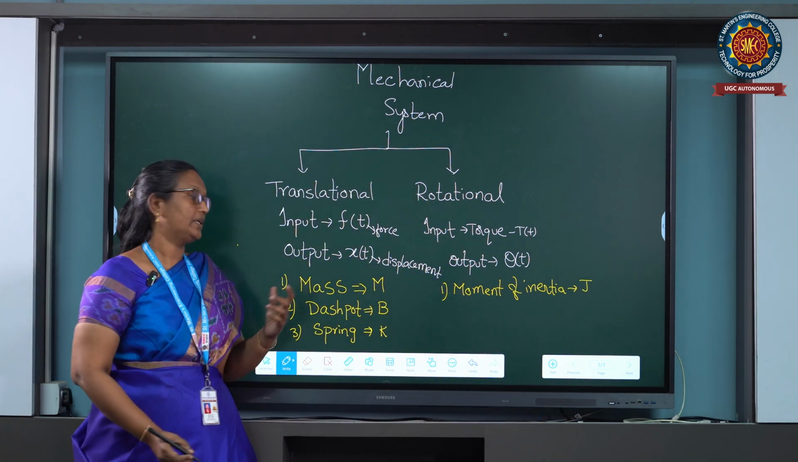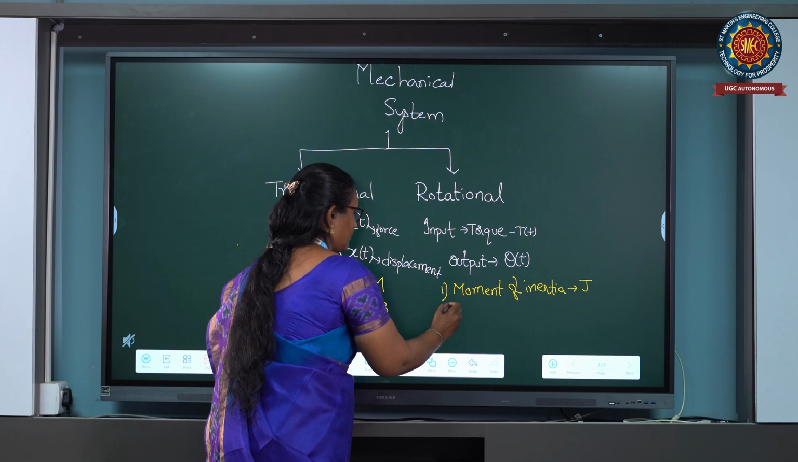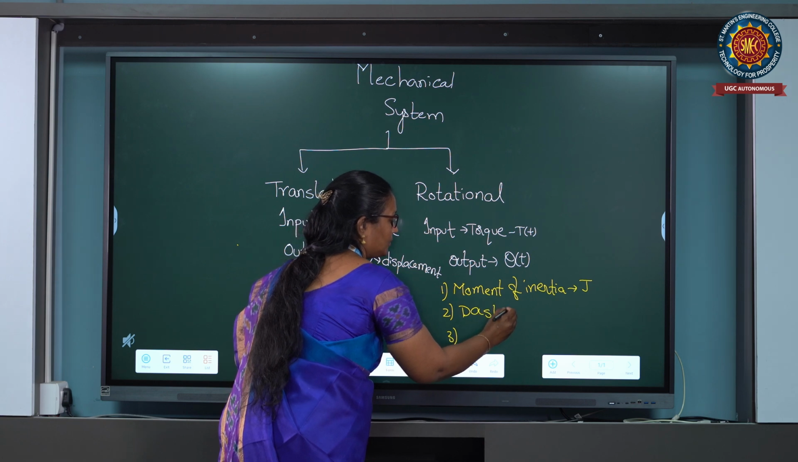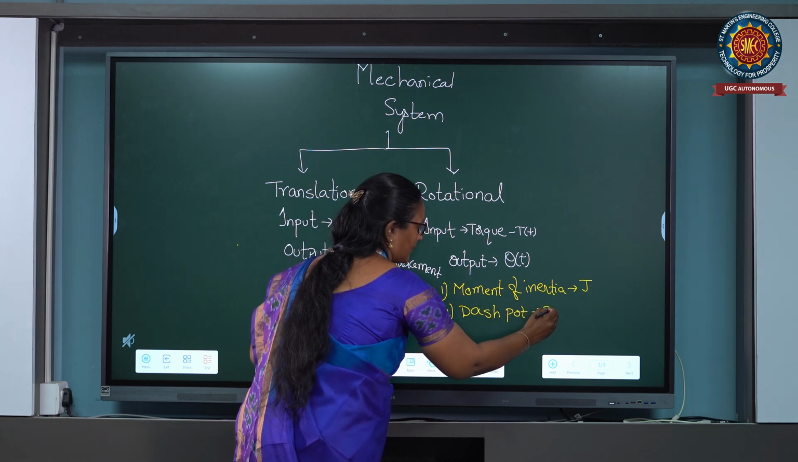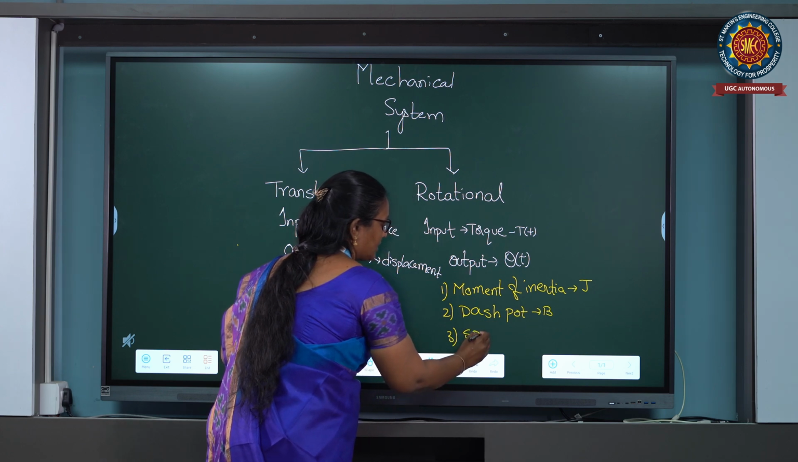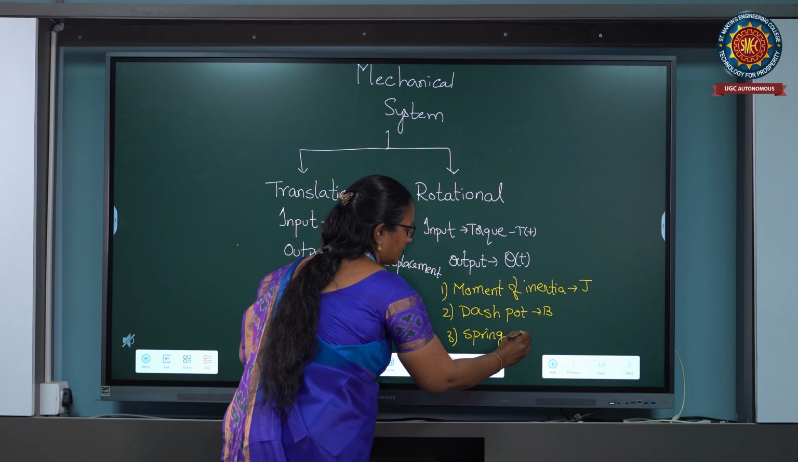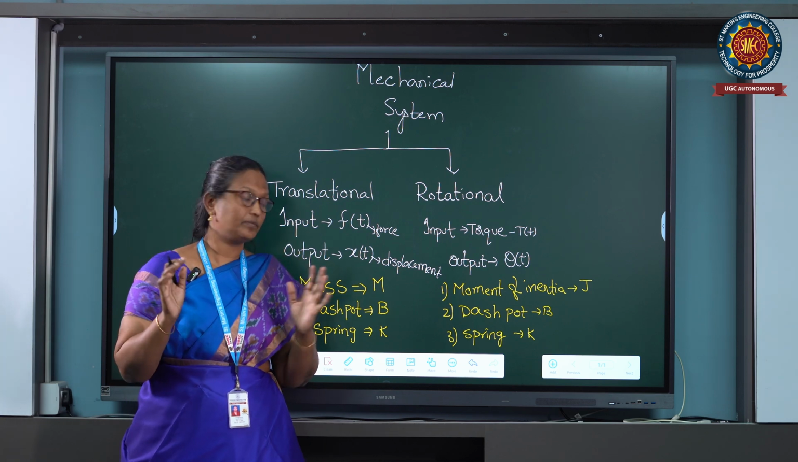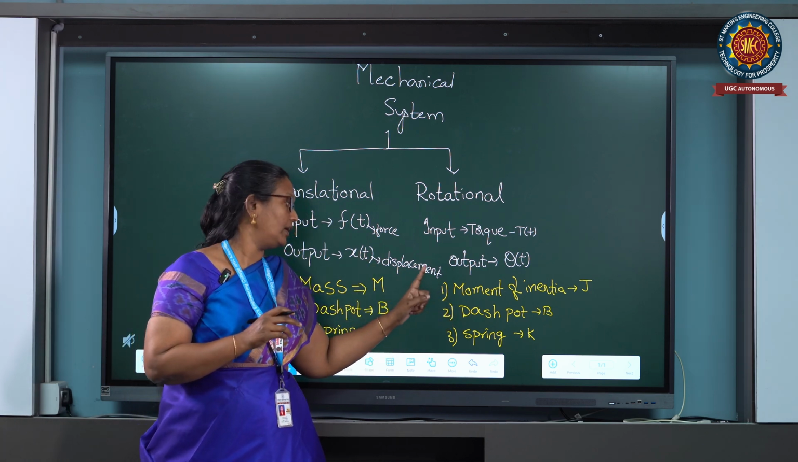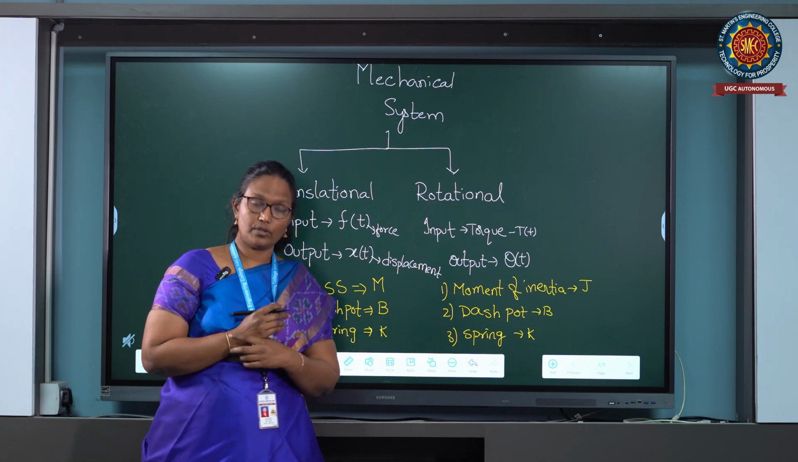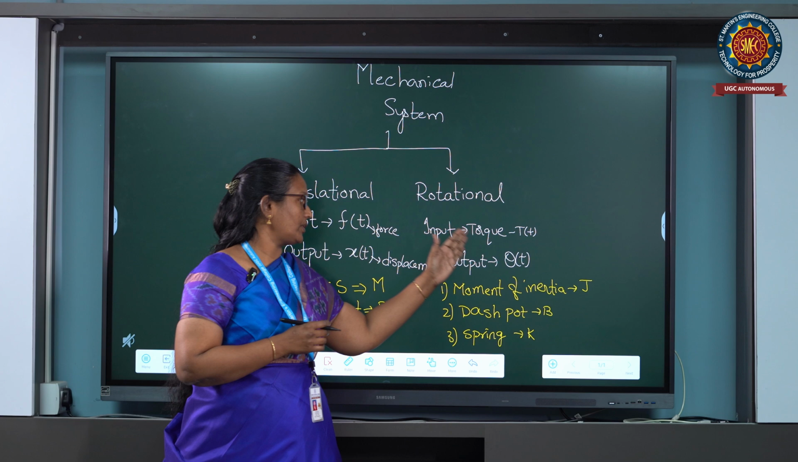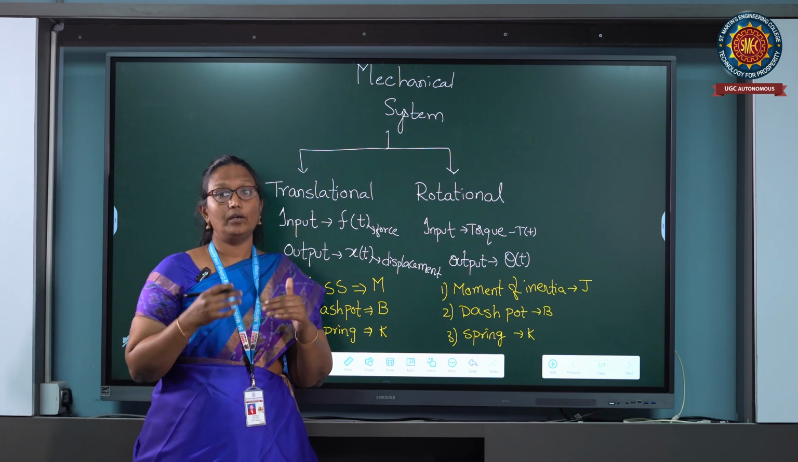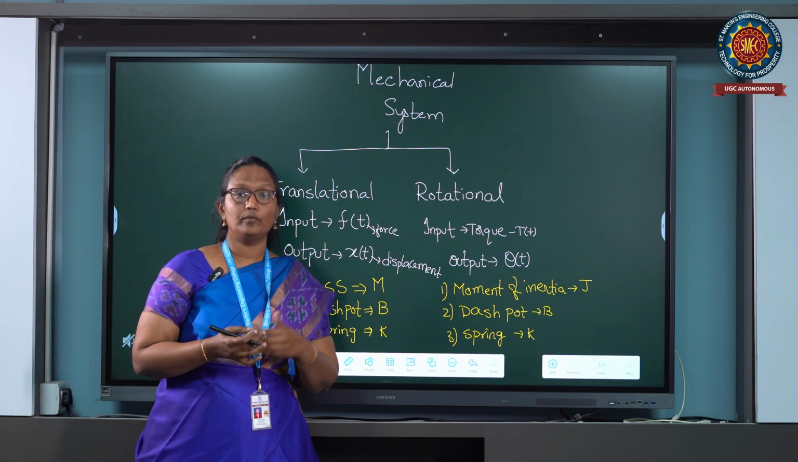The other two are similar to our translation system components, that is our dashpot, which we represent again in the same form, with constant B, and then the last one is our spring constant, which we represent with K. So in the rotational system, we have a system with three components: moment of inertia, dashpot, and spring constant, with an input of torque and an output of theta. Let's see one by one how we'll write the equations for these components in both systems.